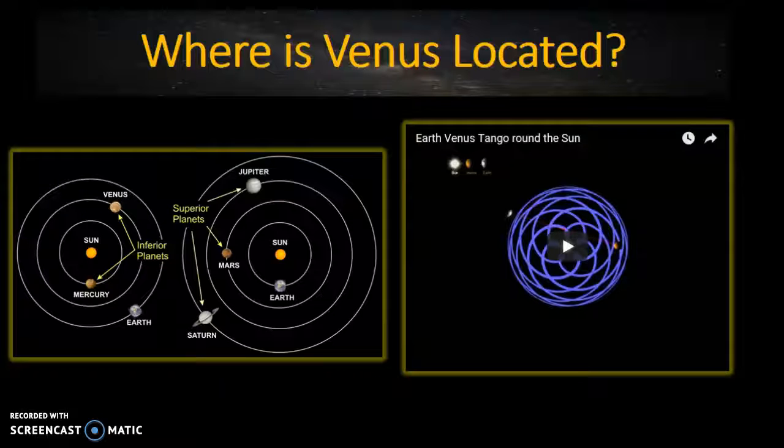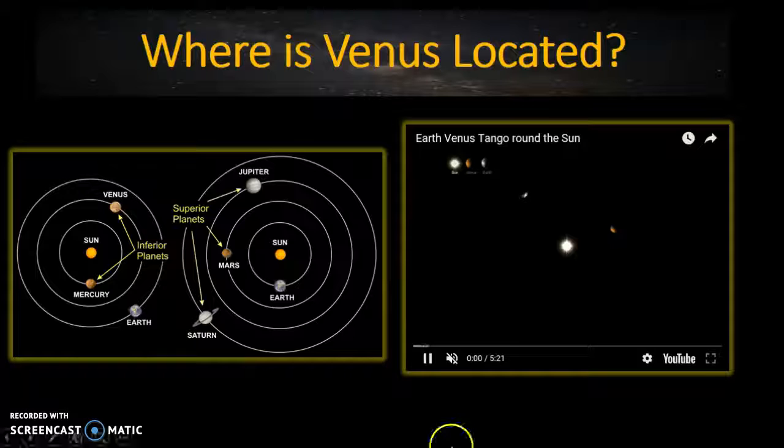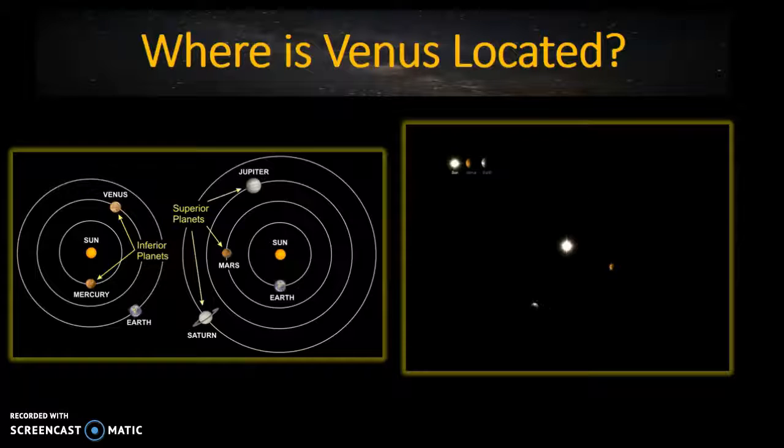So for starters, Venus is the second planet from the Sun. It's also Earth's closest planetary neighbor. Venus is going to be an inferior conjunction planet, which simply means that it sits between the Earth and the Sun. In this video, you're going to be able to see how fast Venus orbits around the Sun versus how fast Earth orbits around the Sun.